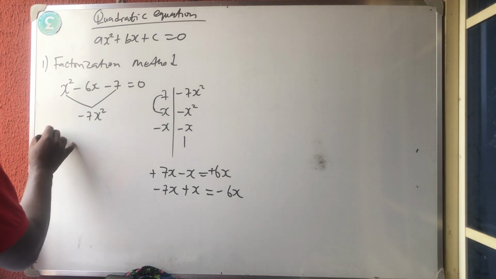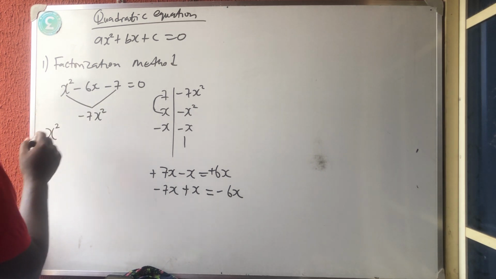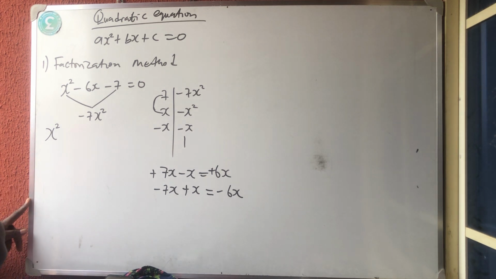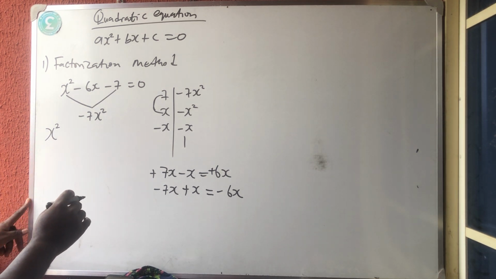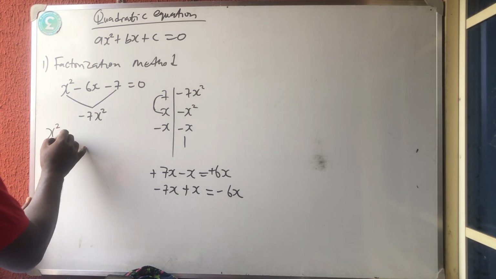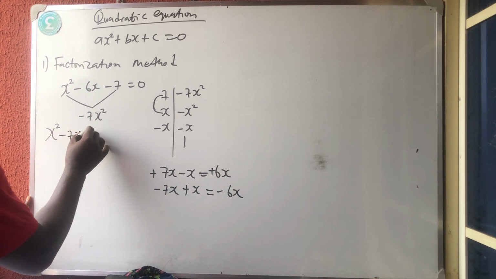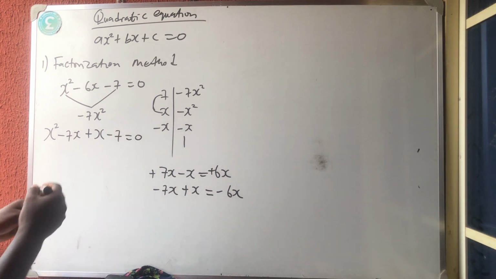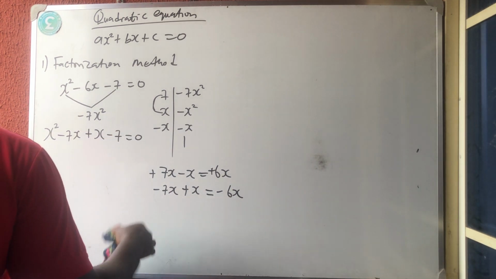So I'll bring down x squared. Instead of writing this, I'll write minus 7x plus x. Then minus 7 equals 0. Now look at that.